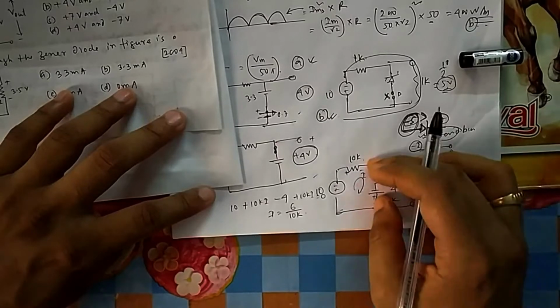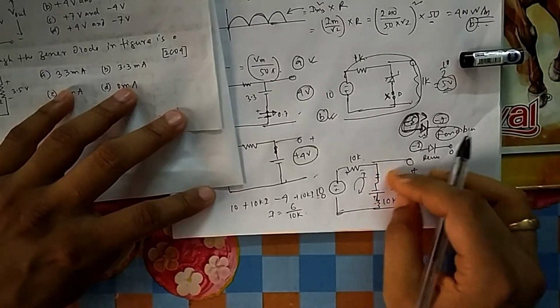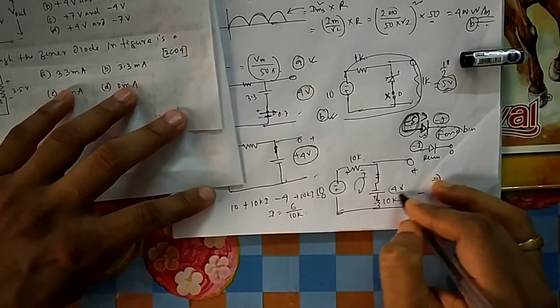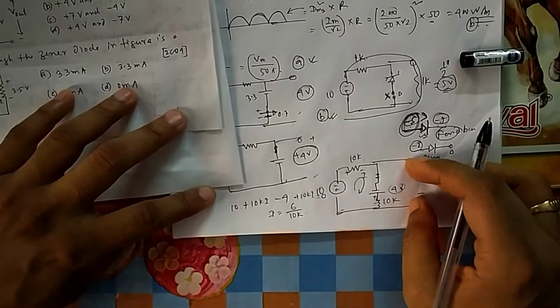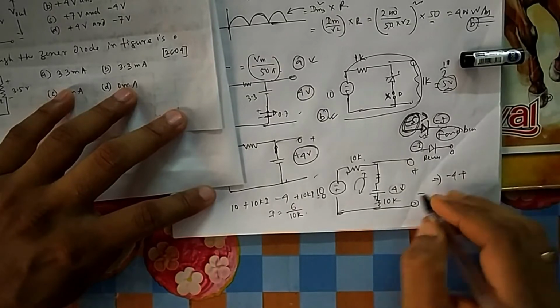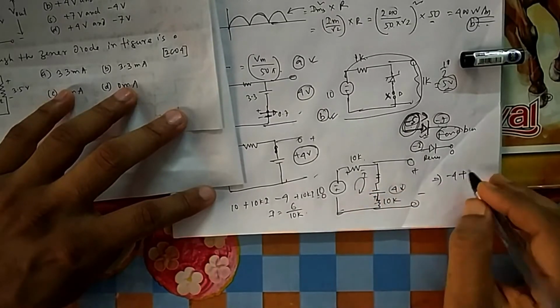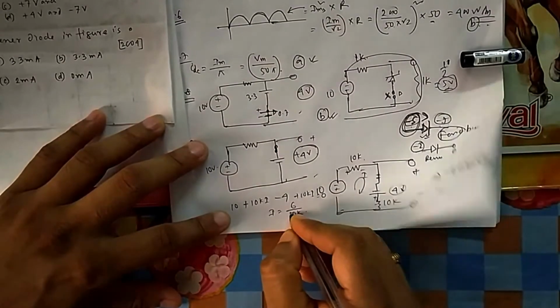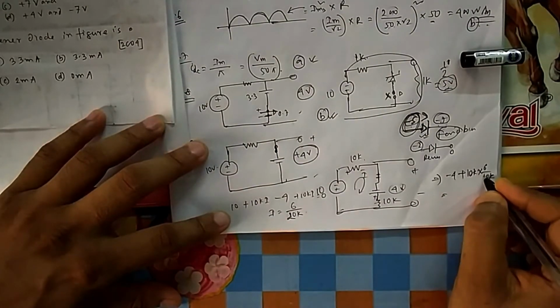You can take KVL here also to get this one, because you know this current I, or you can directly add this. You see this 4 volt is in reverse order of this one. What is your reference? So it will be minus 4 plus, and this is in the same order. That is 10k multiplied by whatever your current, 6 by 10. Sorry, this is 20. So you will have 20, then 3.